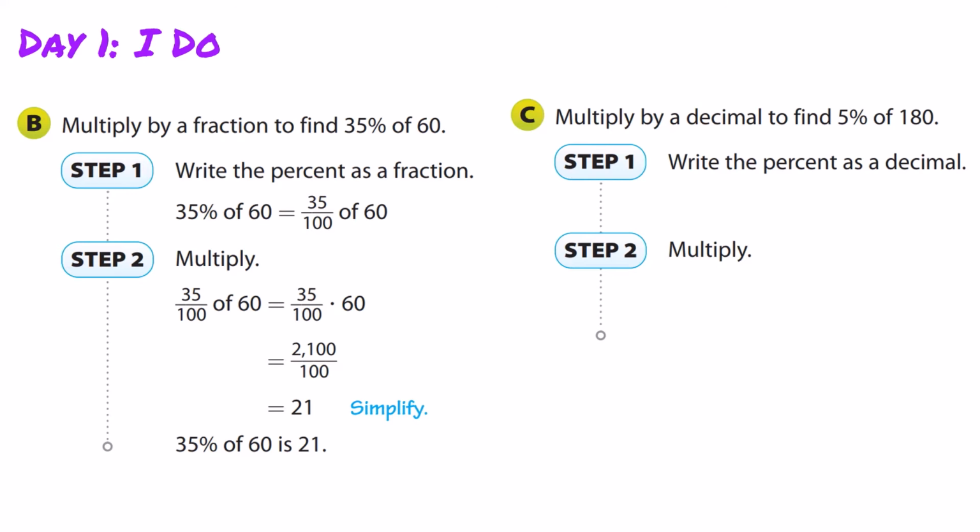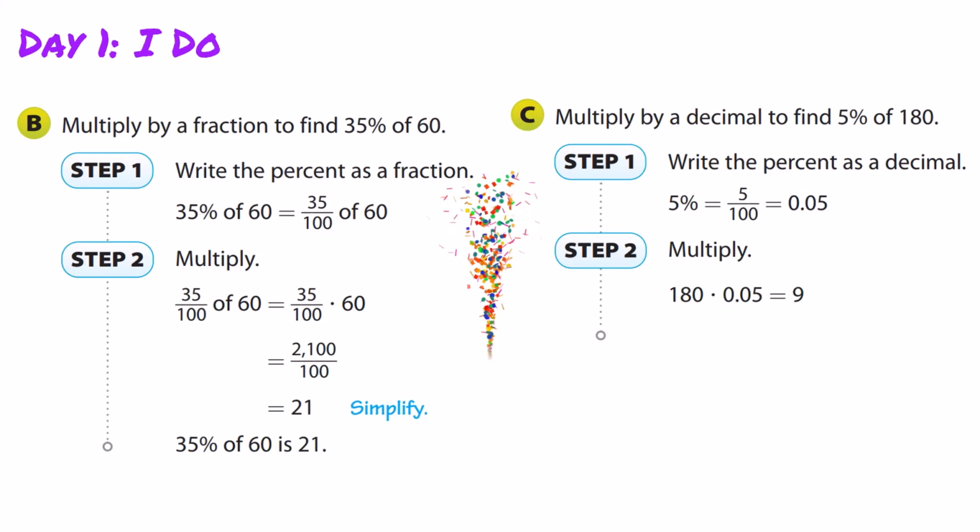Now let's solve problem C. Multiply by a decimal to find 5% of 180. Let's write the percent as a decimal. 5% is equal to 5 over 100, which is also equal to 5 hundredths. Now let's multiply 180 times 5 hundredths, or 0.05. When we do this, it is equal to 9. 180 times 5% is equal to 9. So 5% of 180 is equal to 9.